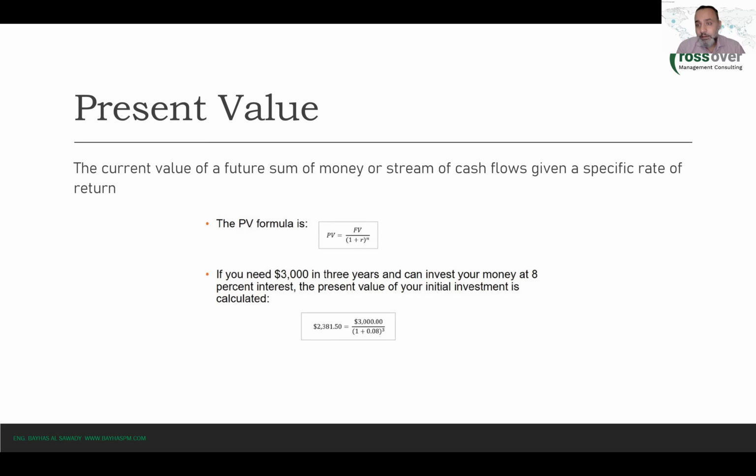Investment cost, does it include project cost and operation cost? Of course, it includes all the investment required in order to get the net profit.